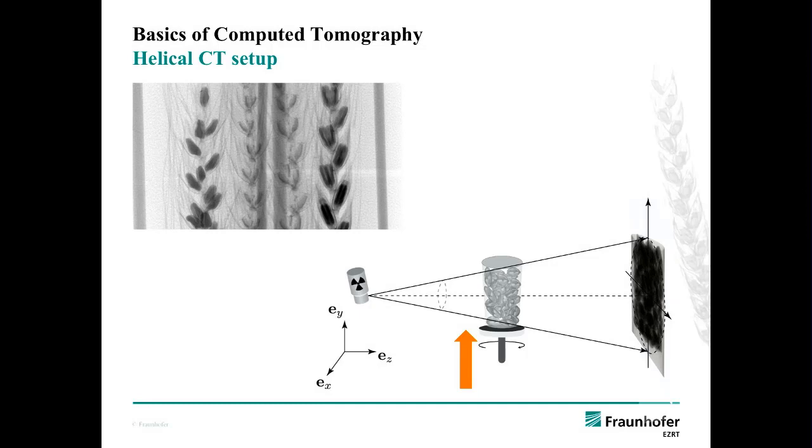So what we did here is, during the rotation by 360 degrees, we also moved the axis upwards, which means we had a helical setup for the X-ray CT to get the full ear in one measurement and have the data afterwards. We put in 4 ears, as you can see, because it just fits, and it also saves time when you do 4 at the same time.